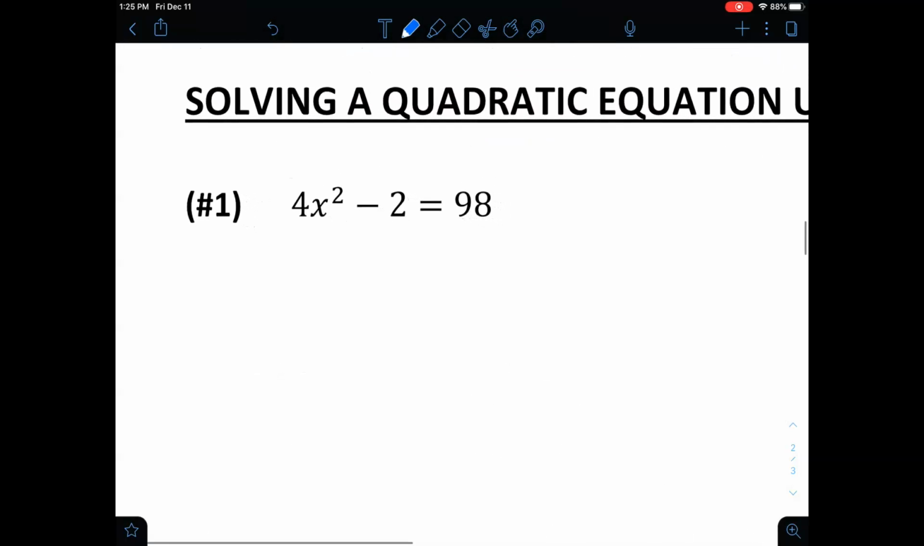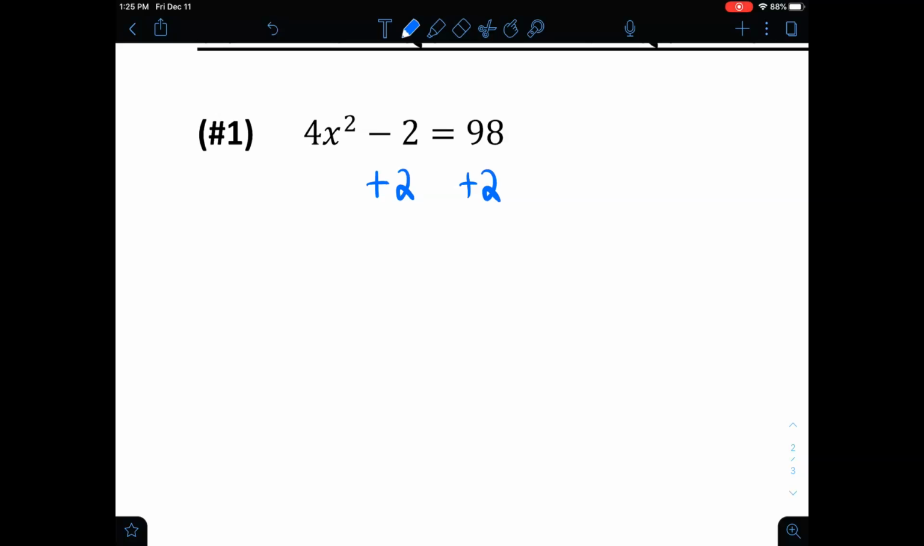All right. So we have number 1, we have 4x squared minus 2 equals 98. So if I just had 4x minus 2 equals 98, what would be the first step that we would do here? Well, we would add 2, right? So we're going to do the same thing. We're going to add 2 to both sides. The plus 2 is going to cancel, so we get 4x squared. 98 plus 2 is 100.